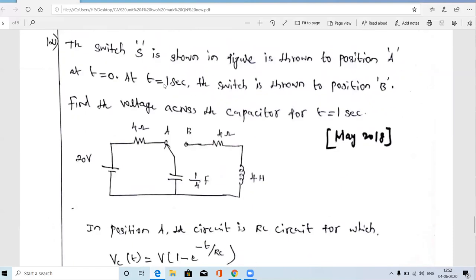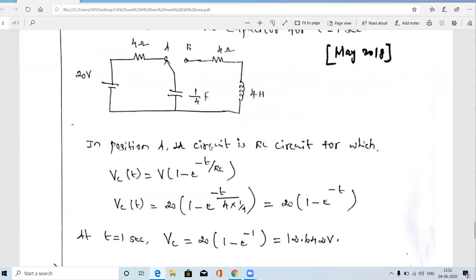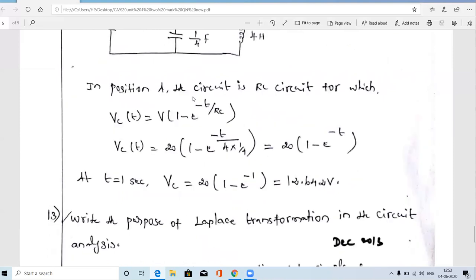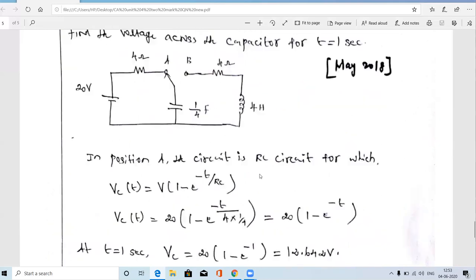Then at time t equal to 1 second, this switch is changed from position A to position B. When going from position A to position B, what is the voltage across the capacitor? You know, the voltage across the capacitor does not change instantaneously, that is, suddenly. So from the voltage across the capacitor equation, you just substitute t equal to 1 second. What is the answer? 20 into 1 minus e power minus 1. If you calculate it in a calculator, we will get 12.642 volts. So the voltage across the capacitor at time t equal to 1 second is 12.642 volts. Okay, so this is the answer.